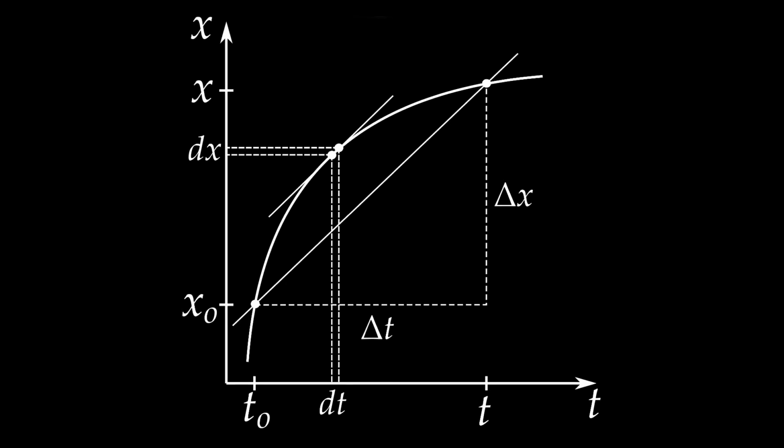The slope of this line is the average velocity. But see, the average velocity is not giving me the full description. It's not giving me what I want. I want to know what is the velocity at every instant in time.